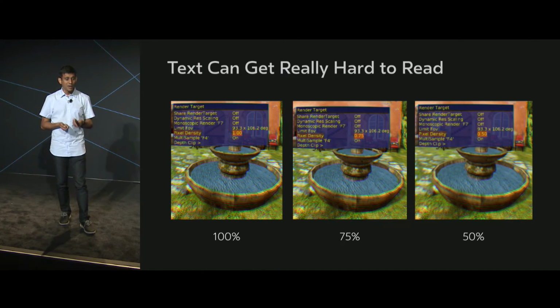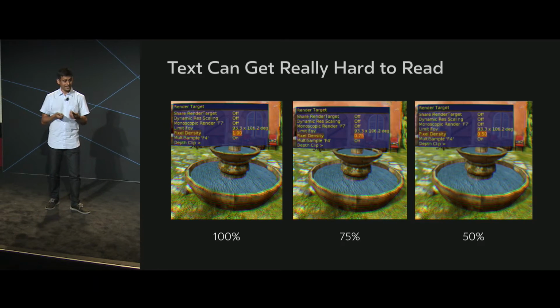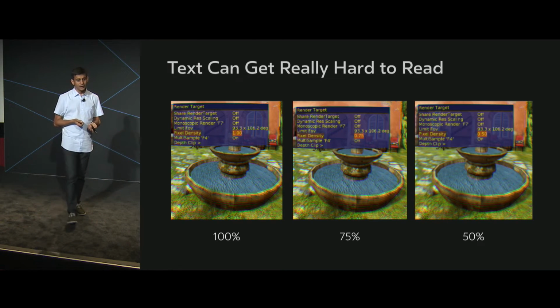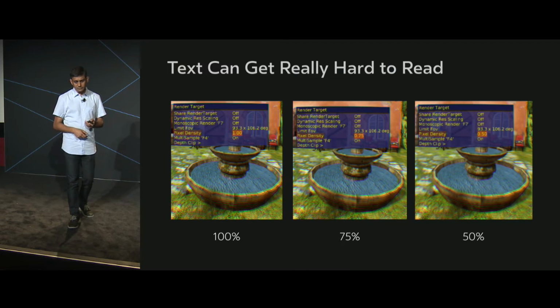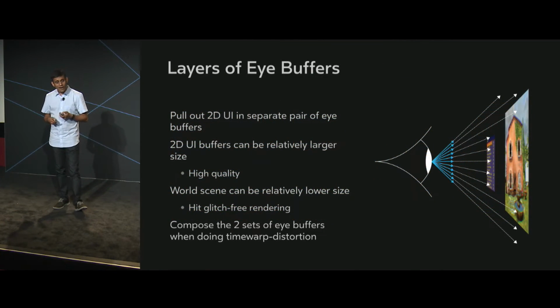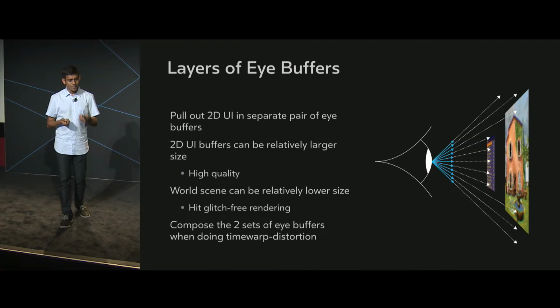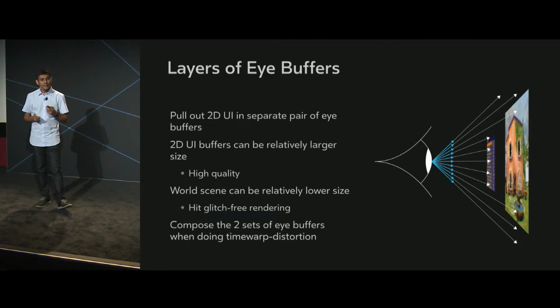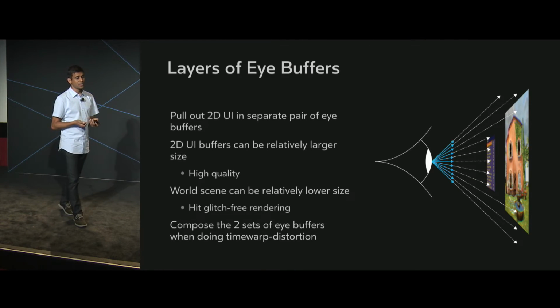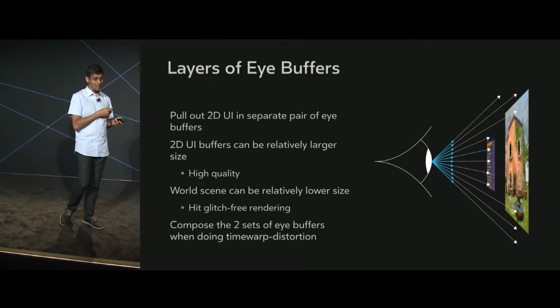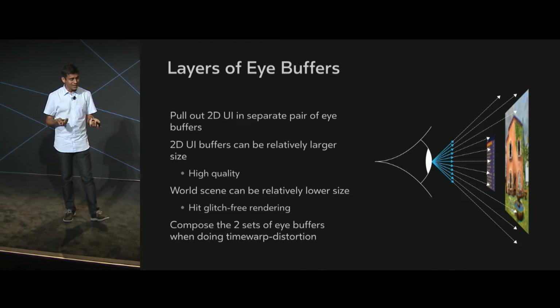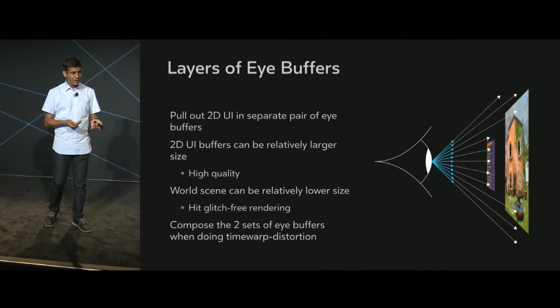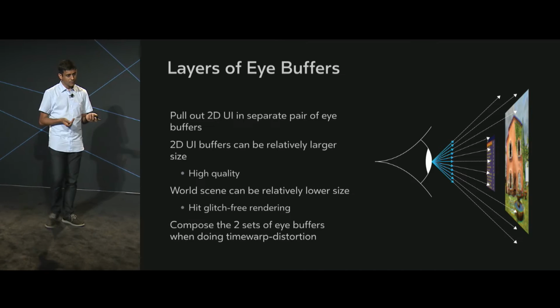The problem with this is if you have high frequency detail, especially like text. Text readability can suffer a lot as you shrink down the eye buffer resolution. So we have this feature of layers that basically says that you can have multiple sets of eye buffers that you can compose. What this allows you to do is pull out 2D UI into a separate pair of eye buffers. These 2D UI eye buffers can be relatively larger size because they're not expensive to render, and they can be sampled in high quality.